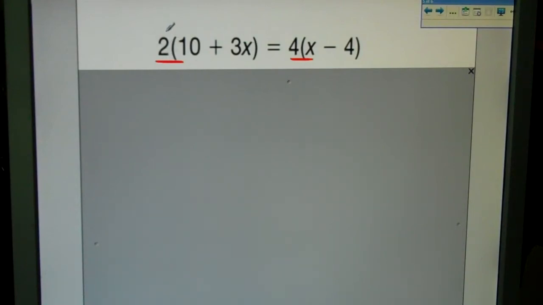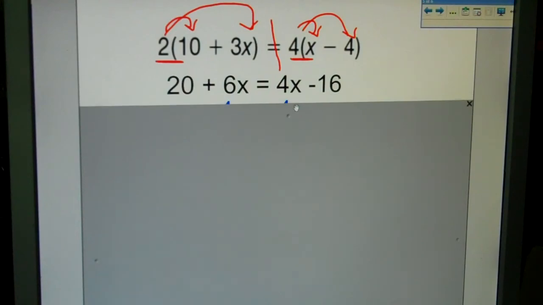When there's a number outside of the parentheses, that means you have to distribute first. Meaning 2 times 10, 2 times 3x. And we have to do it on this side too. 4 times x, 4 times negative 4. You go ahead and do that. I'm going to pull down the shade and show you. There we go. That's what it comes out to be.